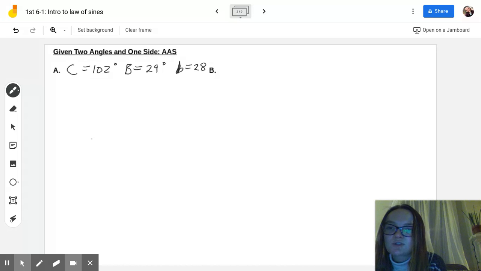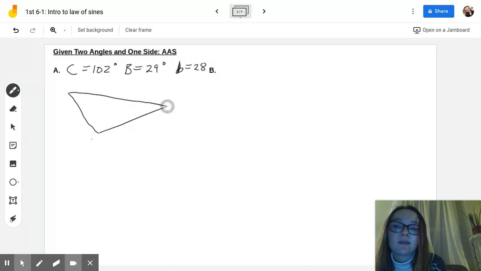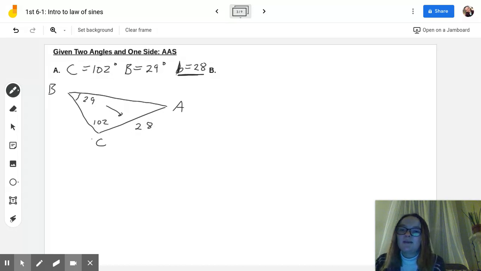So it doesn't really matter what the triangle looks like, but it looks like it's going to be obtuse because 102 is bigger than 90. Doesn't really matter though. So we'll say that this is 102 here. I'm just eyeballing. You can put it wherever you want, but we'll say B is 29 here, which would make this angle A. I know side B, the side directly across from angle B, is 28, and this is all the information I know. I want to find every other piece of information.